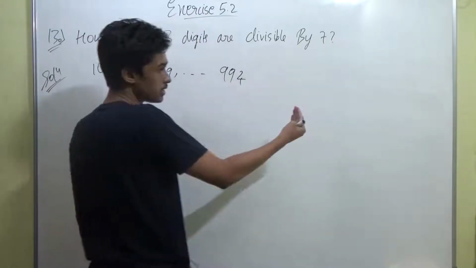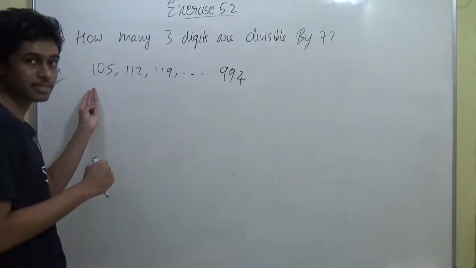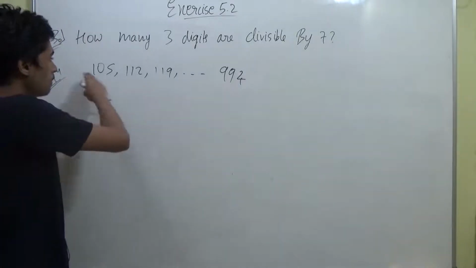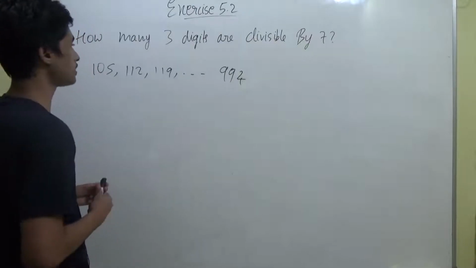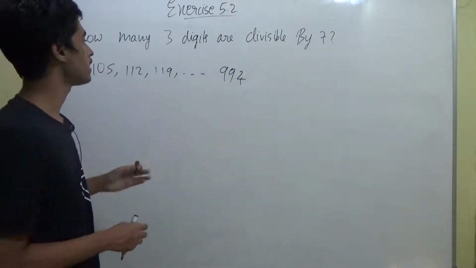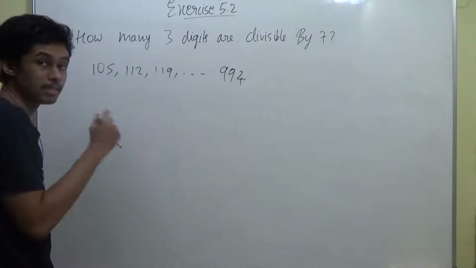From the last, you will see which is the greatest 3 digit number which is divisible by 7, and you will see which is the least 3 digit number which will be divisible by 7, and between them you will write all their multiples of 7. Done guys. So this is the AP series. Now we have to find how many terms are there, because these all terms are divisible by 7. We have to find the number, that is we have to find n.